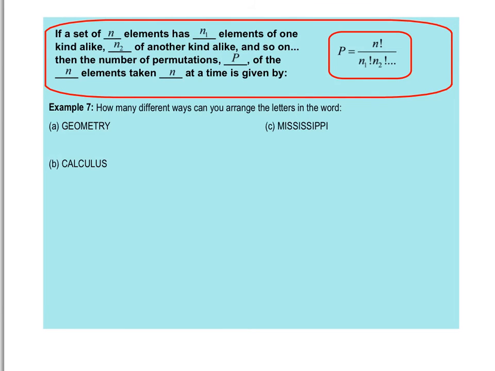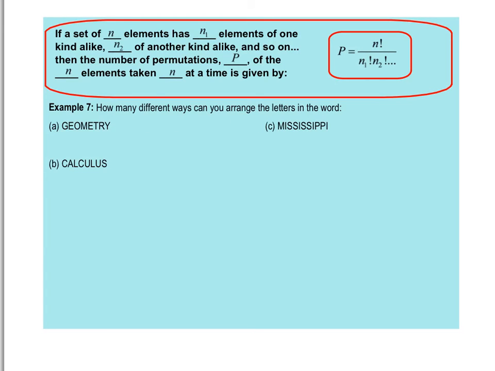Okay, here's one thing that's a little bit different, and this is when we're going to deal with repeat elements. It says if a set of n elements has n1 elements of one kind alike, or n2 of another kind alike, and so on, then the number of permutations of n elements is given by the following formula. Essentially, we take the number of total elements, n factorial, and divide out any of the repeats. Very common examples with this are words that have repeat letters.